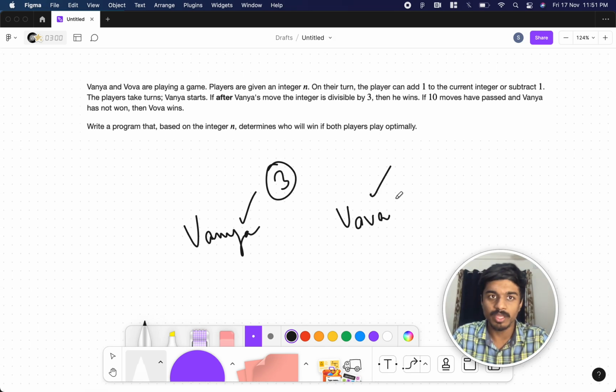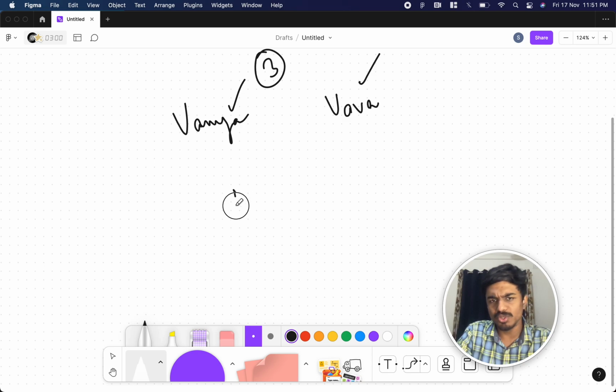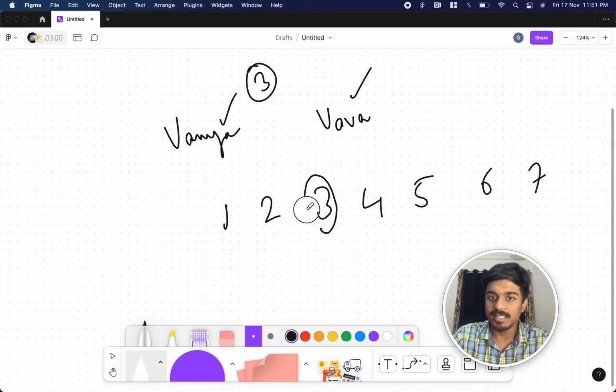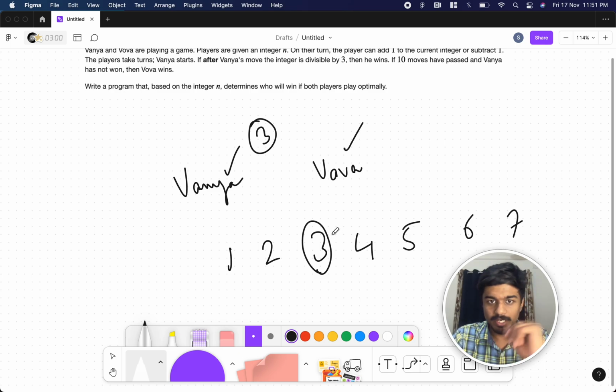If both players play optimally, who will be the winner? That is the question. Divisible by 3 means there are many numbers that are divisible by 3, right? So let's see for each number and try to figure out the solution. Now let's take 3 itself. 3 is the number they give. Vanya, what will she do? She has to increment or decrement the value. It can be either 2 or 4. She did not win because 2 or 4 is not divisible by 3.